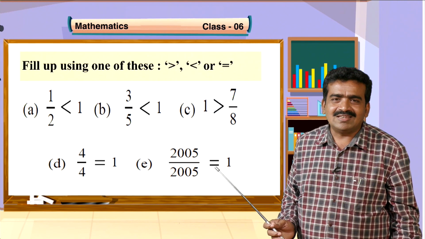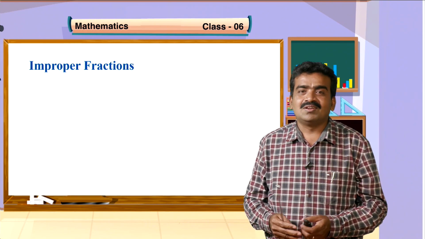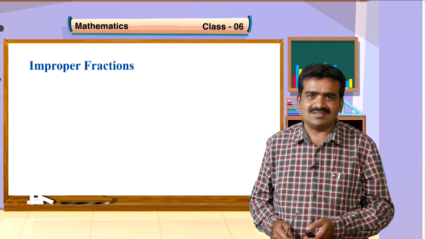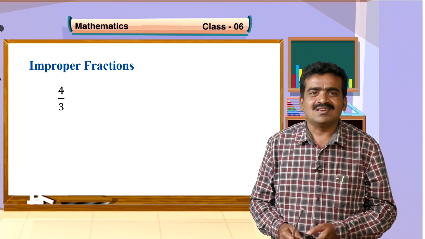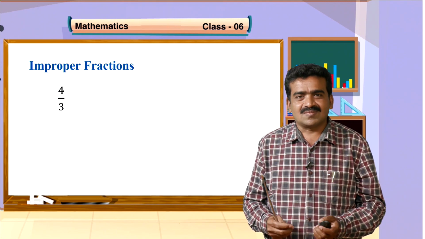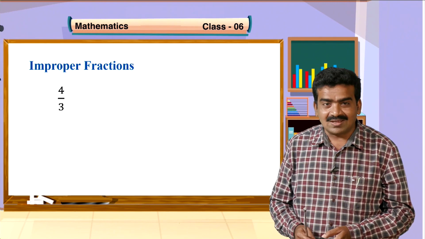We have to use the equal sign for the last problem. Now, let us learn what is improper fraction. Look at the example on the screen. Can you read the fraction? Yes, read it. It is 4 by 3, 4/3.